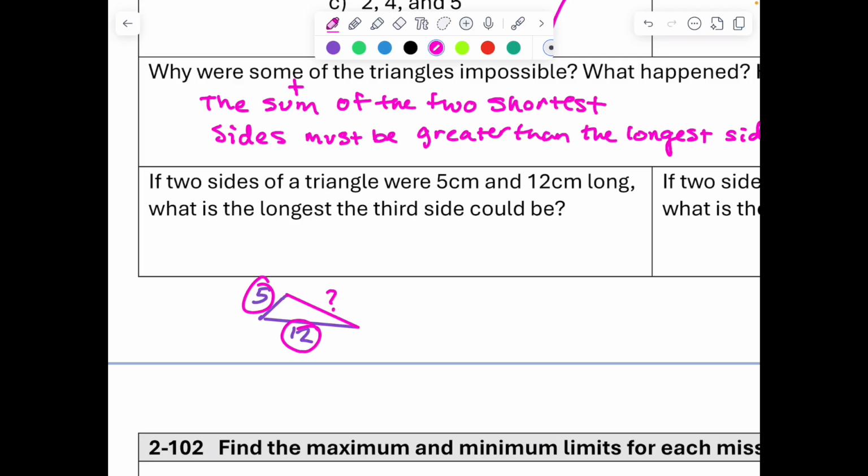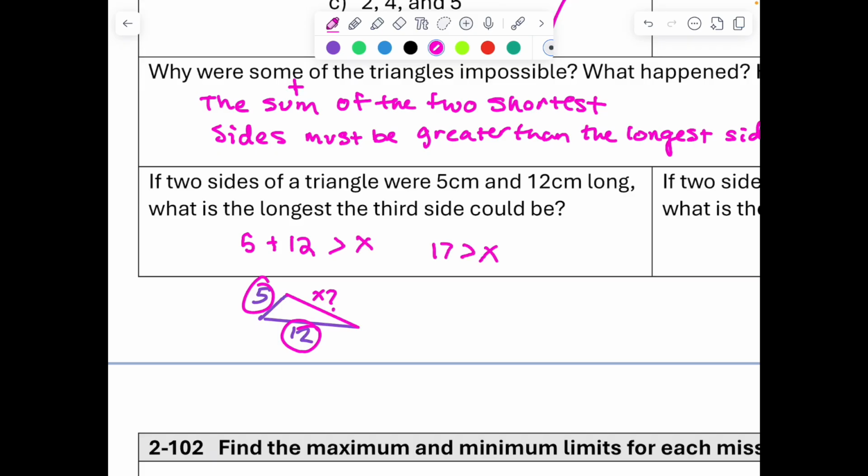Remember, we have to add those up. So that's 17. When we add the two shorter sides, they have to be greater than the longest side. Let's put the greater than symbol. Those two added must be greater than the third side. Let's call the third side X.